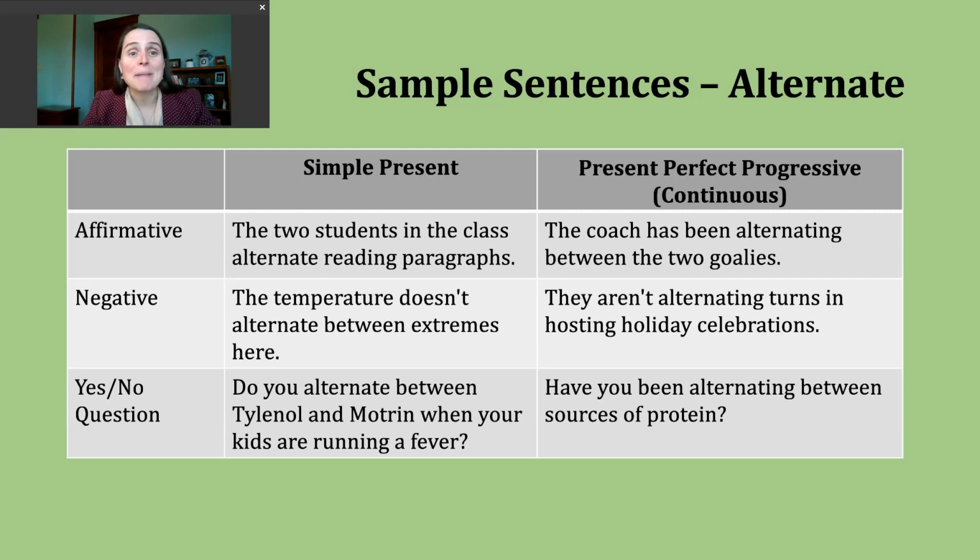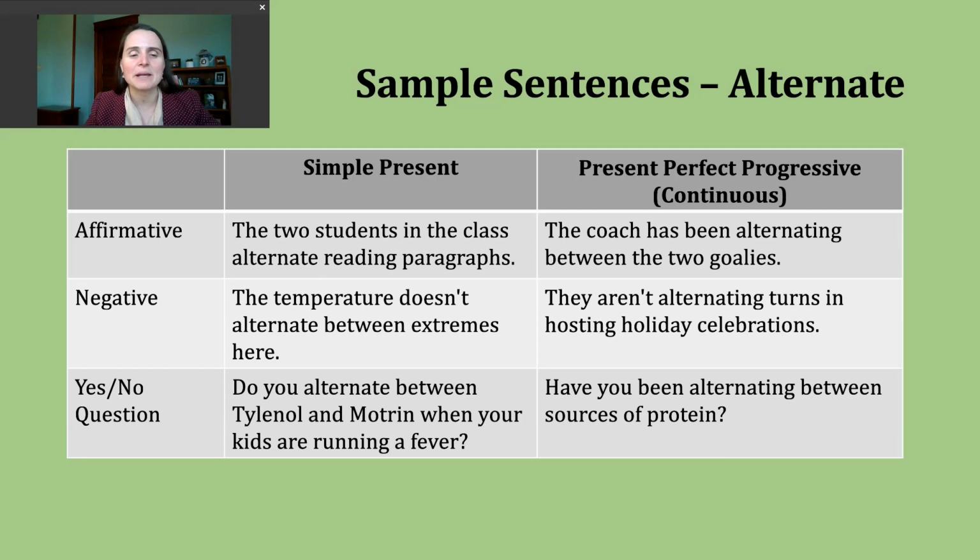Finally, let's look at making a yes or no question in the simple present. To do this, I start with do or does, then I'm going to have my subject, and then the base verb. I always like to point out to my students, notice the only time I'm adding S to the end of the verb is in the affirmative with he, she, or it.